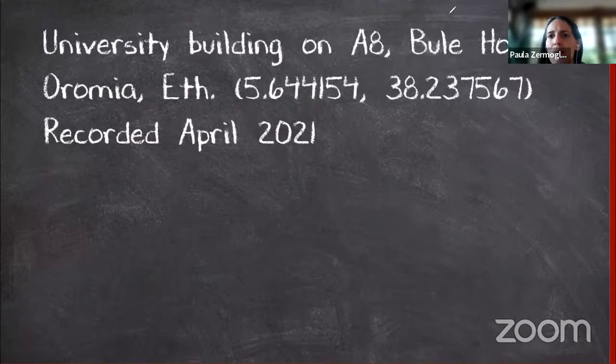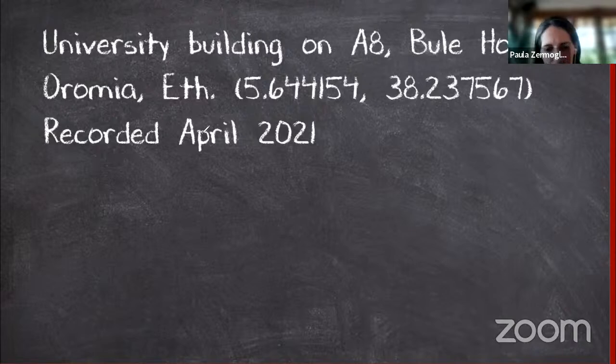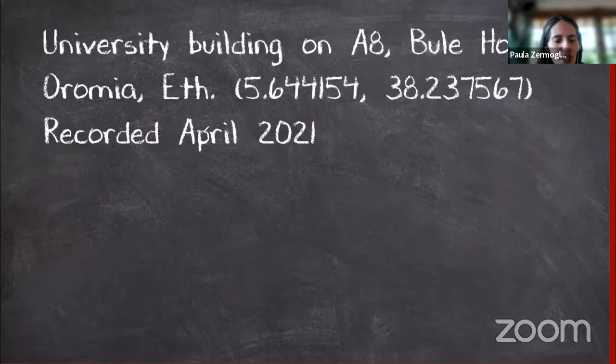Giles is saying Bule Hora, I hope I'm pronouncing that correctly, would go to municipality. Oromia would go to county. Ethiopia would go to country, I assume. Do you agree, disagree with that? The rest?